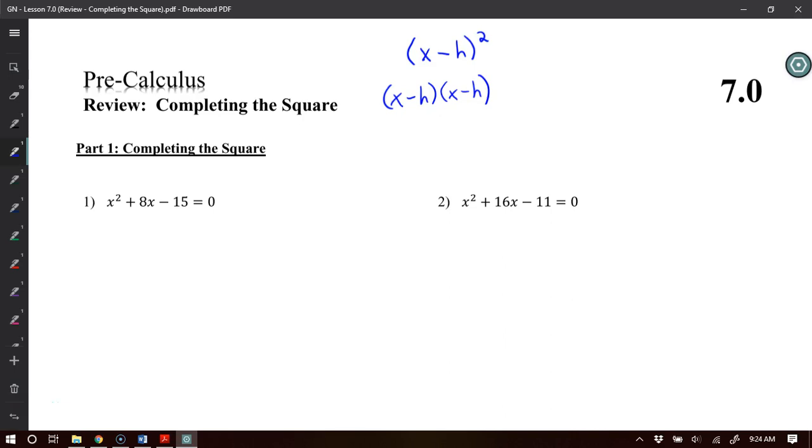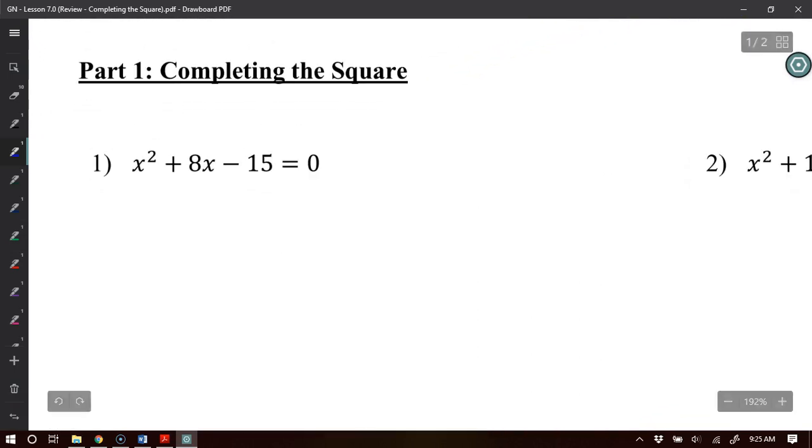parentheses. But if we look at the first example, x squared plus 8x minus 15, it doesn't work out to be factored into two of the same parentheses. So we have to create it. That is our job. So what we're going to do when we have a quadratic that we're trying to complete the square with, we're going to keep the first two terms. We're going to keep the quadratic term, the x squared, and we're going to keep the linear term, the 8x. But we're going to move the constant over to the other side by doing the opposite operation. So I'm going to add 15.